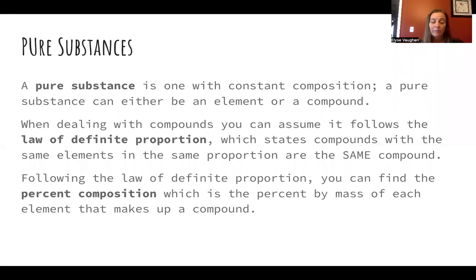Following the law of definite proportion, we can find percent composition, which is the percent by mass of each element that makes up a compound. And this allows us, if we have two substances and we're trying to determine if they're the same thing, if we can determine their percent composition, then we can use that to tell us whether we have a pure compound or whether we have a mixture, whether those two compounds are the same.